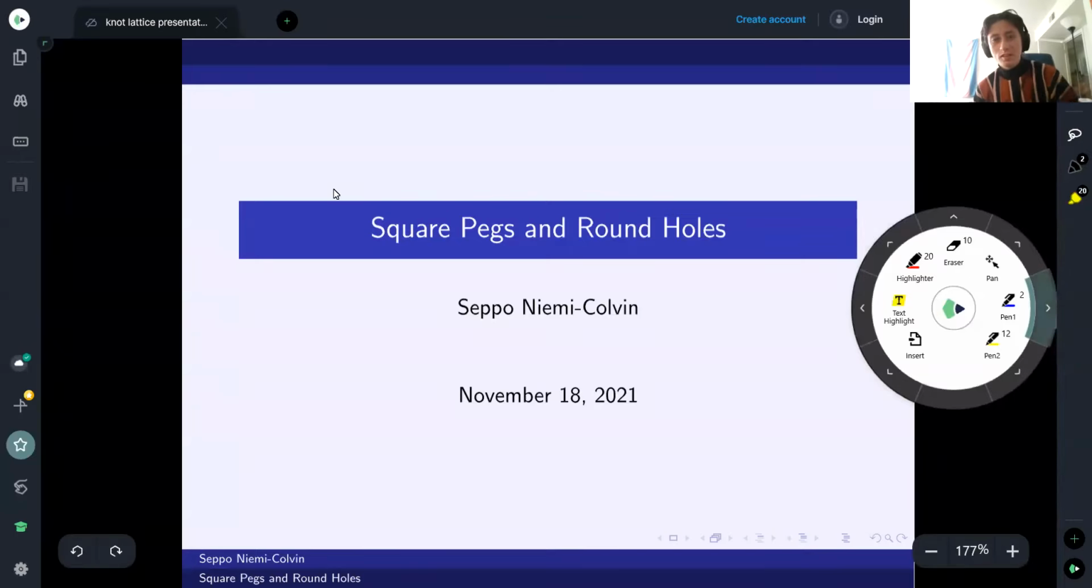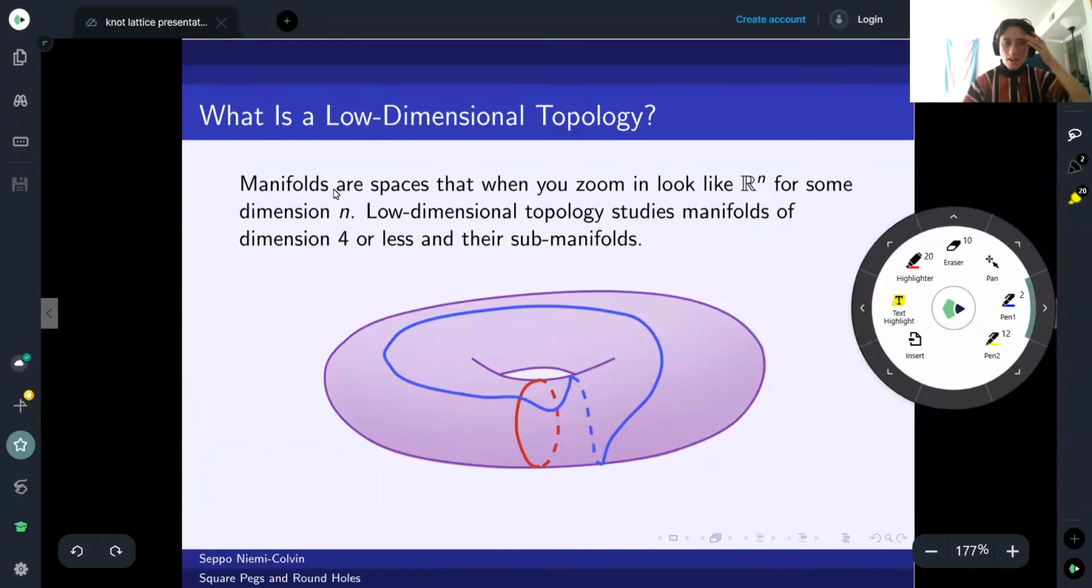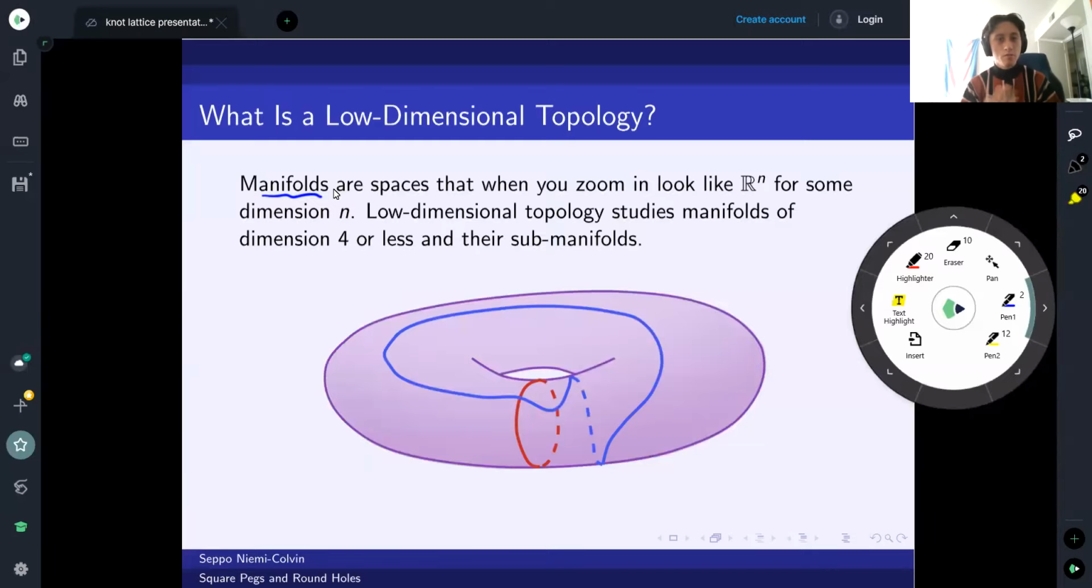Hello. Let's get started with the talk. As I said, the title is Square Pegs and Round Holes. As mentioned in the bio, I do low dimensional topology. So what does that even mean? Well, to unpack that, first you should know what a manifold is, which is a space that when you zoom in looks like R^n for some dimension n. And low dimensional topology studies manifolds of dimension 4 or less and their submanifolds.